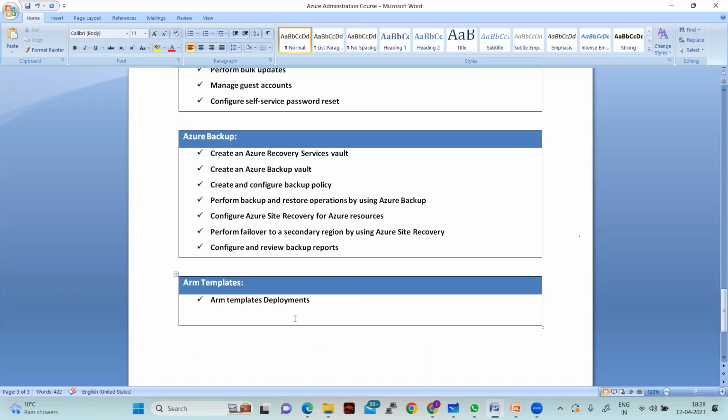And then ARM templates deployment into this Azure cloud. So this is basically the syllabus that we are actually going to discuss, and we are going to discuss step by step. And also the training duration basically lasts for 30 days to 45 days. And the fee is 12,500. And apart from this, you also get the recorded videos for 1 year.